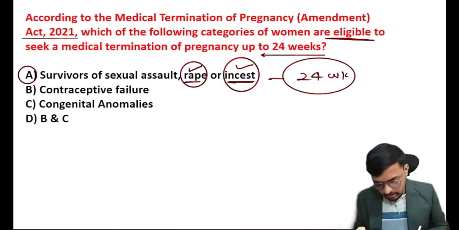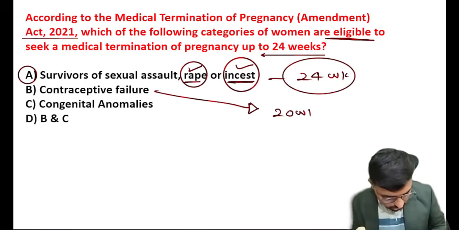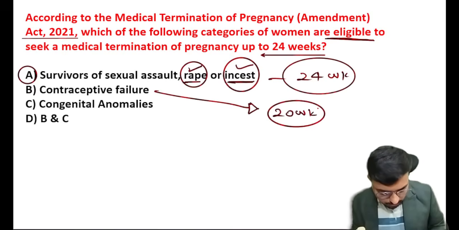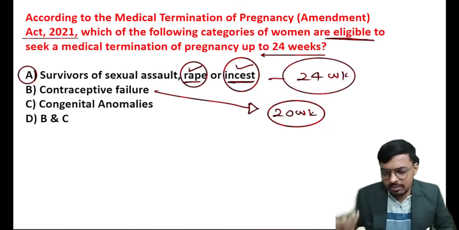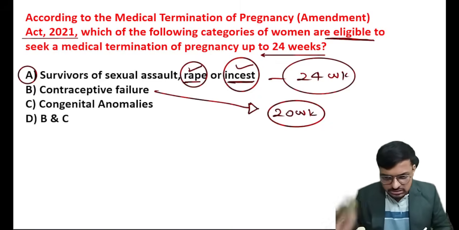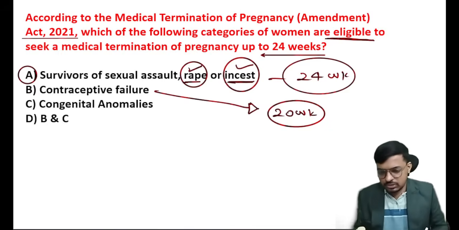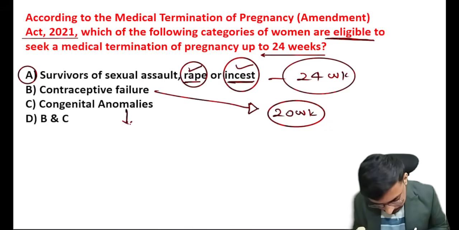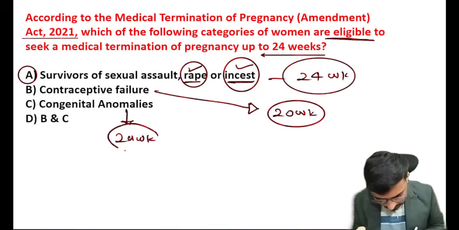In case of contraceptive failure, still the maximum we can do is up to 20 weeks only. If contraceptive failure happened and after 20 weeks a female comes for medical termination of pregnancy, that is not possible. So up to 20 weeks only is allowed if contraceptive failure happens. In congenital anomalies, again up to 24 weeks it is allowed.